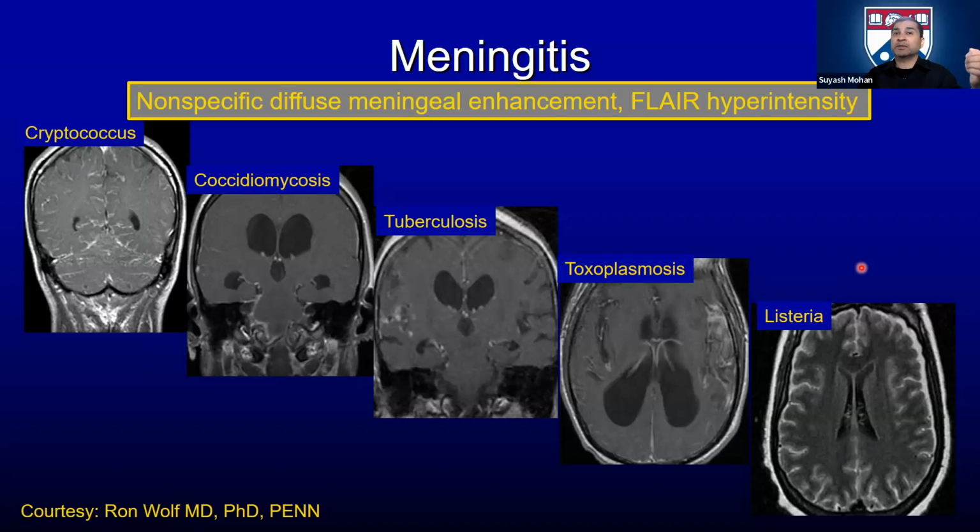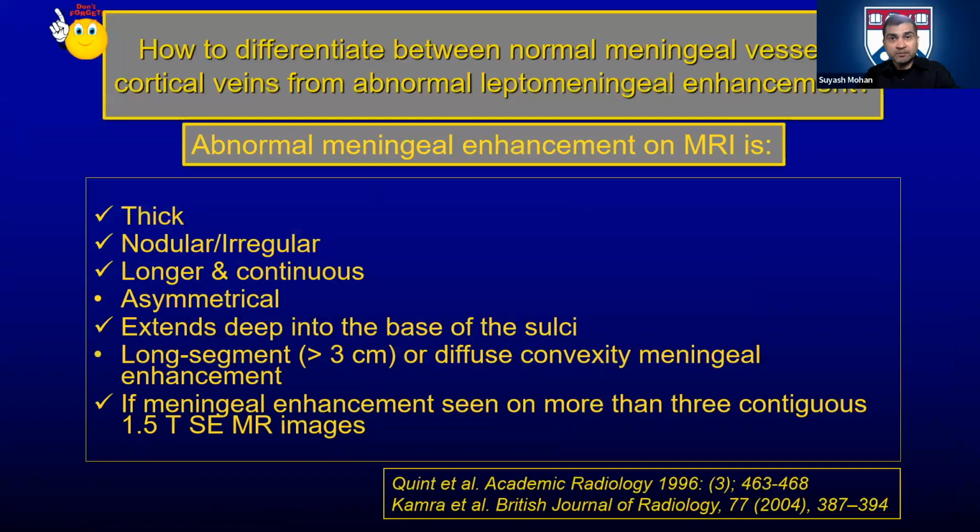Besides infection, besides meningitis, there is a differential diagnosis for this, right? And again, I recommend all radiologists to have this list of differential diagnosis in your back pocket, right? And I will show you how to memorize those things in one of these slides. Now, here comes life lesson number 2: how to differentiate between normal meningeal vessels and abnormal leptomeningitis.